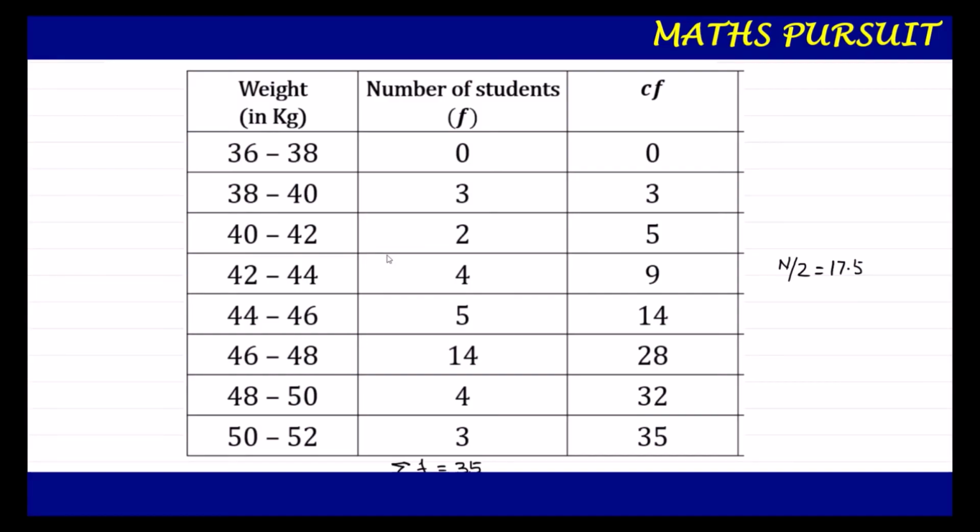If you look here, the cumulative frequency is 14 and the next figure is 28. So 14 is less than 17.5, so definitely that is not going to be the median class. Here 28, this particular row is going to be our median class row. The row where the cumulative frequency 28 lies is going to be our median class.